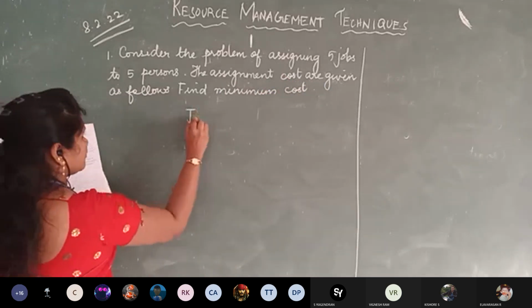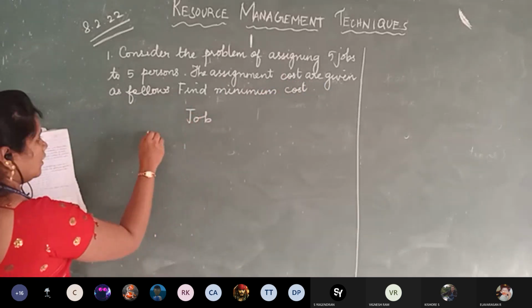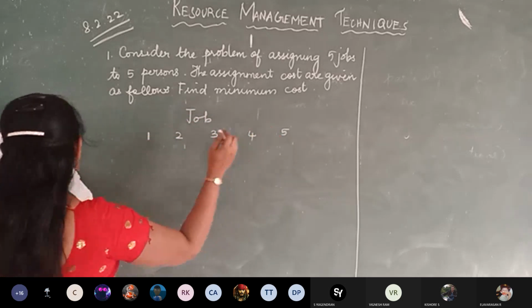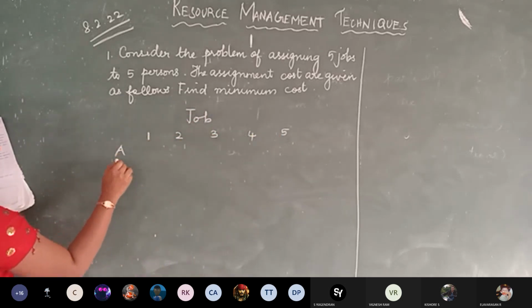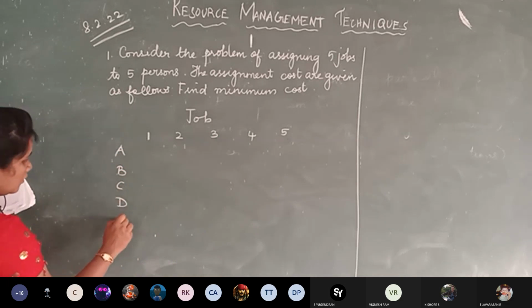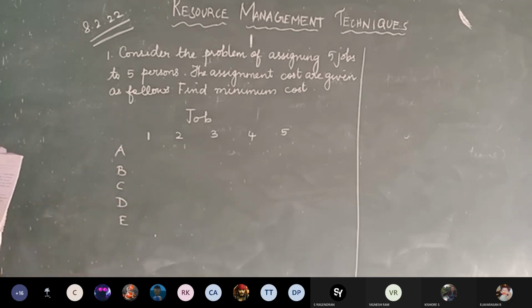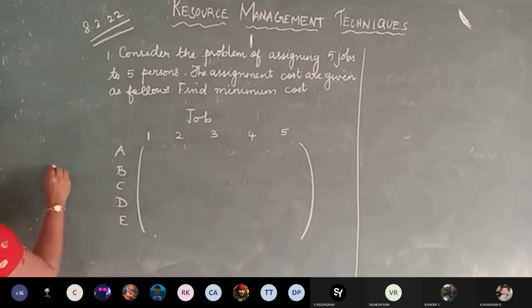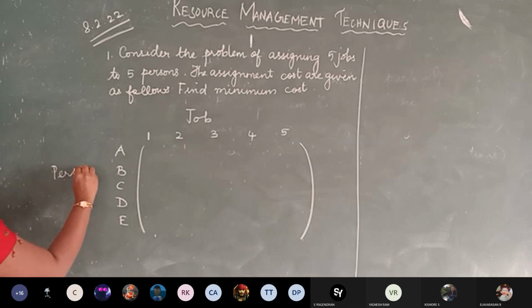And your question is this. They have given 5 jobs, and they have given 5 persons. For the 5 persons, you're going to find out the minimum cost. So A, B, C, D are the persons, and that is the jobs.